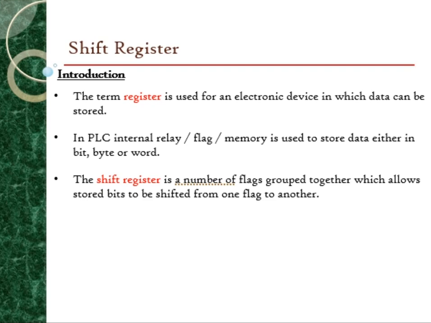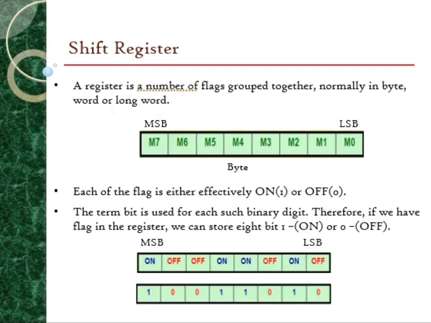This number of flags are grouped together, which allows stored bits to be shifted from one flag to another. So this bit is going to be shifted from one bit location to another bit location. So we use this as a register or group of registers to form flags, which is forming a train of bits, either in byte, word or long word. For example, in this figure, this is a byte orientation of the shift register, which contains 8 bits of data, with the starting of the least significant bit here towards the most significant bit at the end. So it has 8 locations.